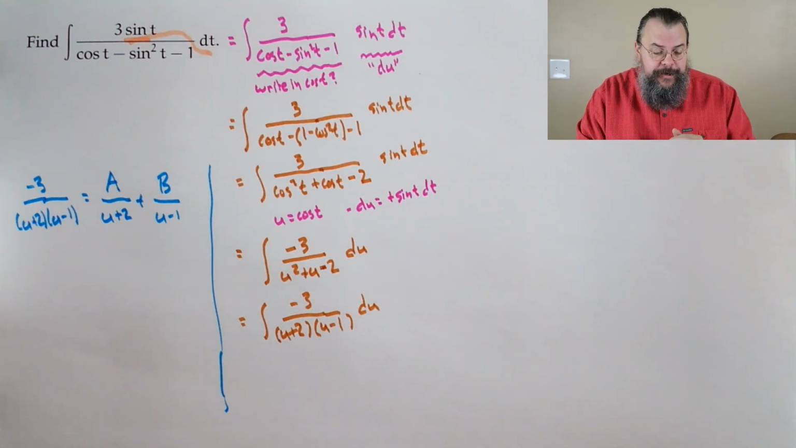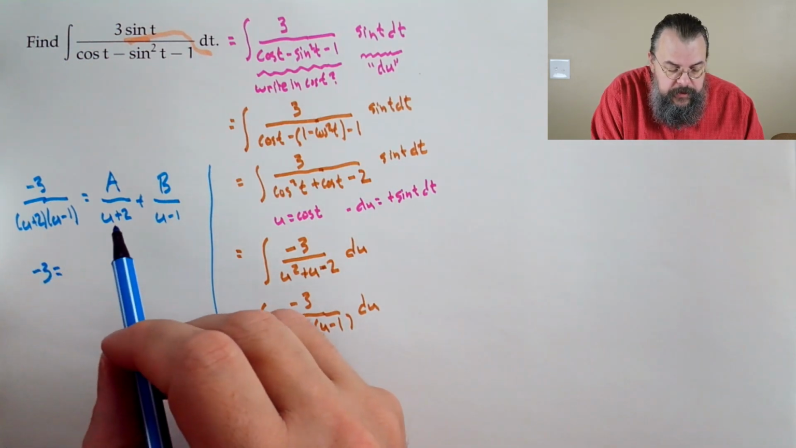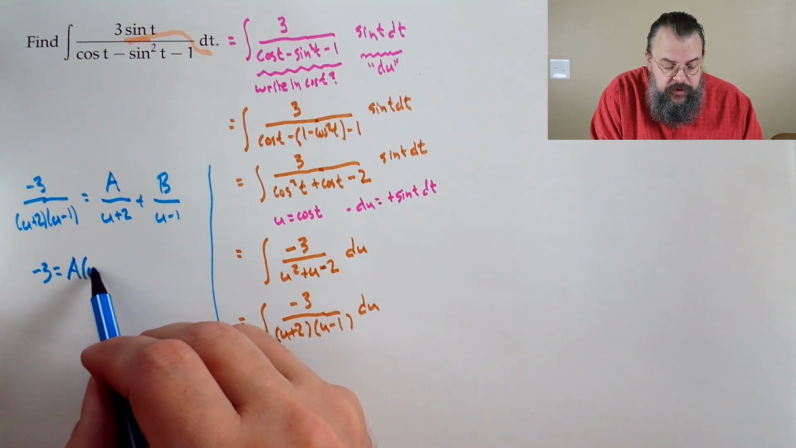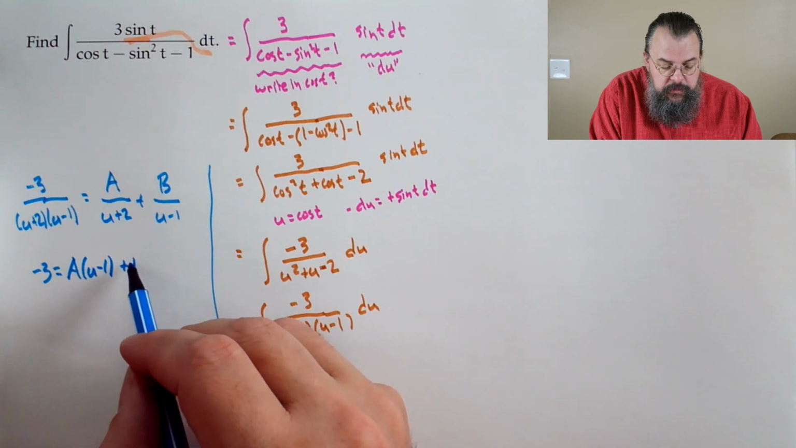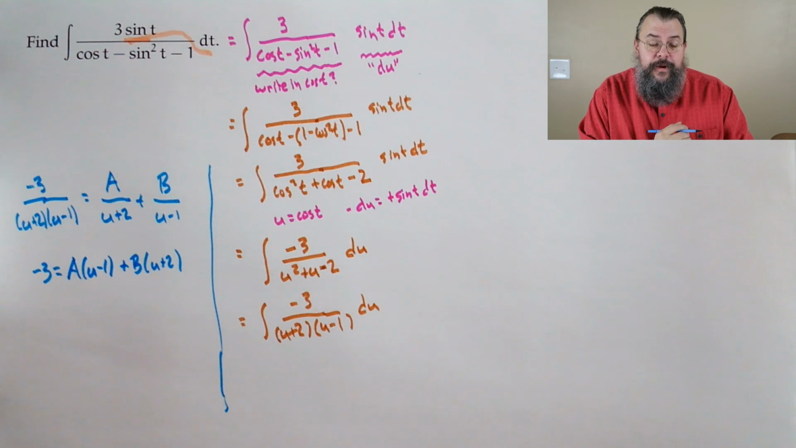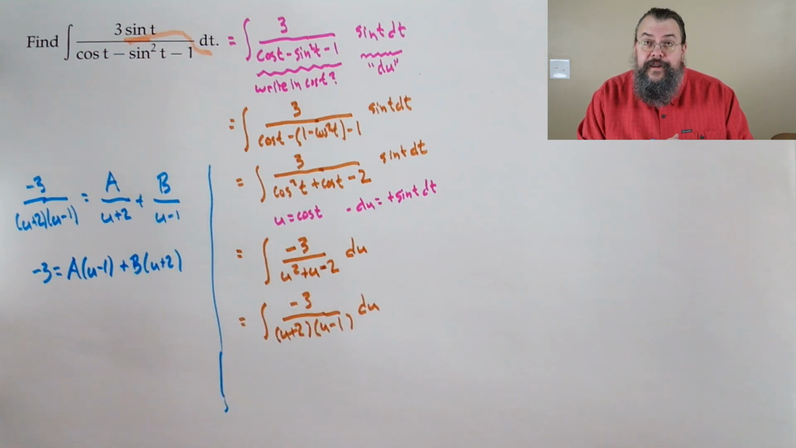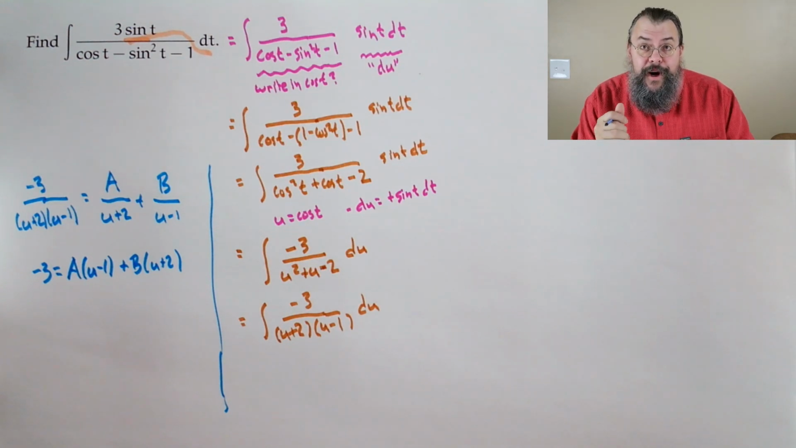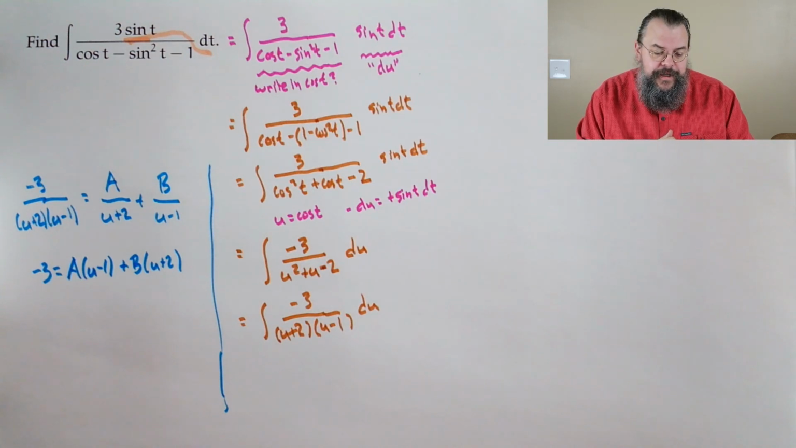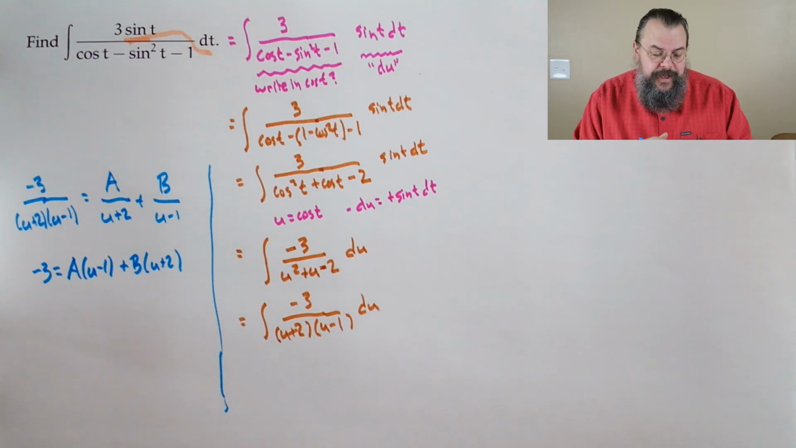Clearing the denominator, we get negative 3 equals, multiplying everything by u plus 2 and u minus 1, A times u minus 1 plus B times u plus 2. It's a similar process we've done before. I ran out of space to put what we're multiplying by. And this looks like a good time to choose wisely, because a good choice will get us closer to our answer.